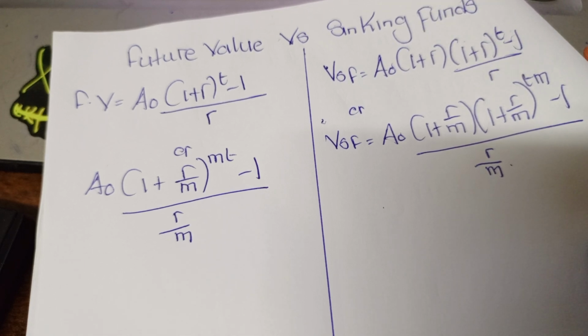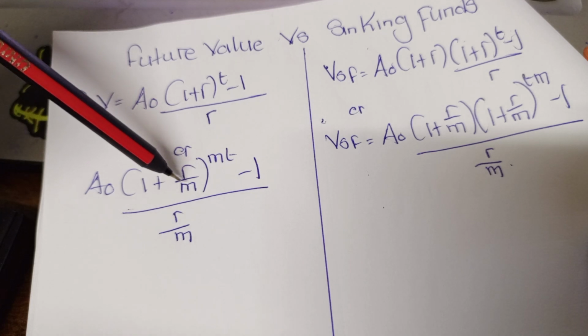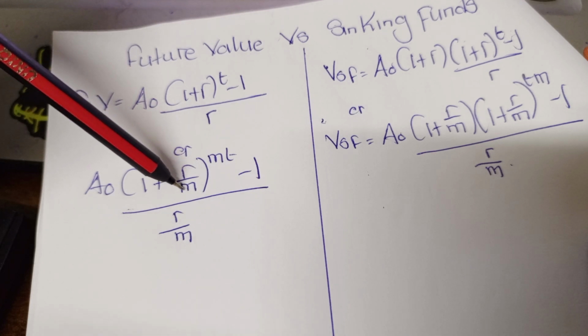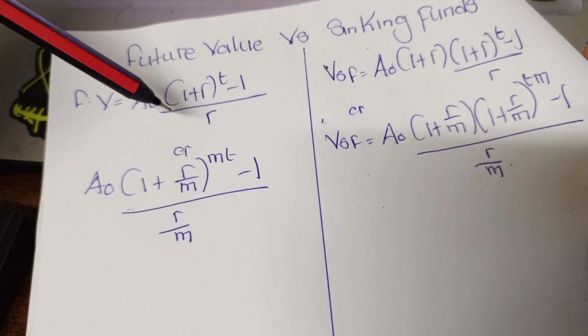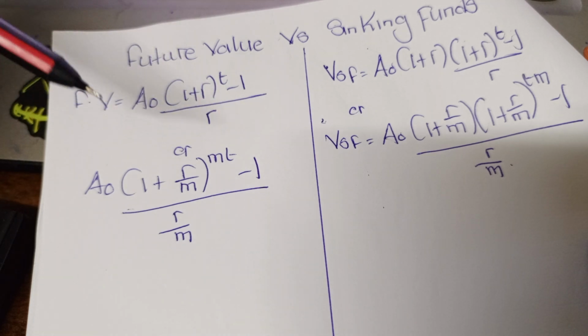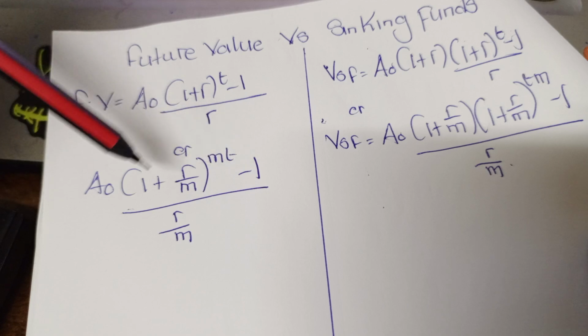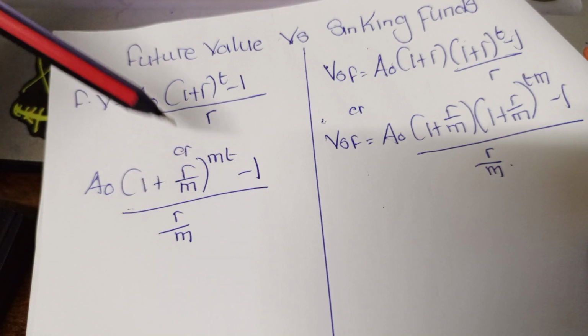We should know there is no difference between this one and this one. Why? Because here on R, I did not only divide with the number of compounding periods. So the question itself will state compounded quarterly. If it is compounded quarterly, annually, biannually, semi-annually, you go with these two formulas. Why? Because M represents the number of compounding periods.